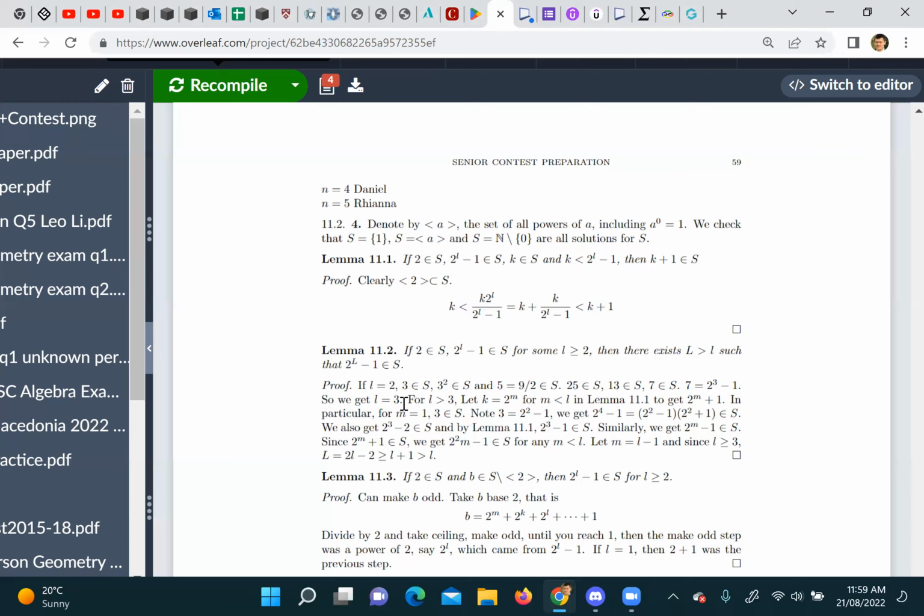So L equals 3, you have 7. With 7, what do you want to get? You get 15. You have 2 to the L minus 1, and 2 to the L minus 1 minus 1, and you have 2 to the L minus 1.